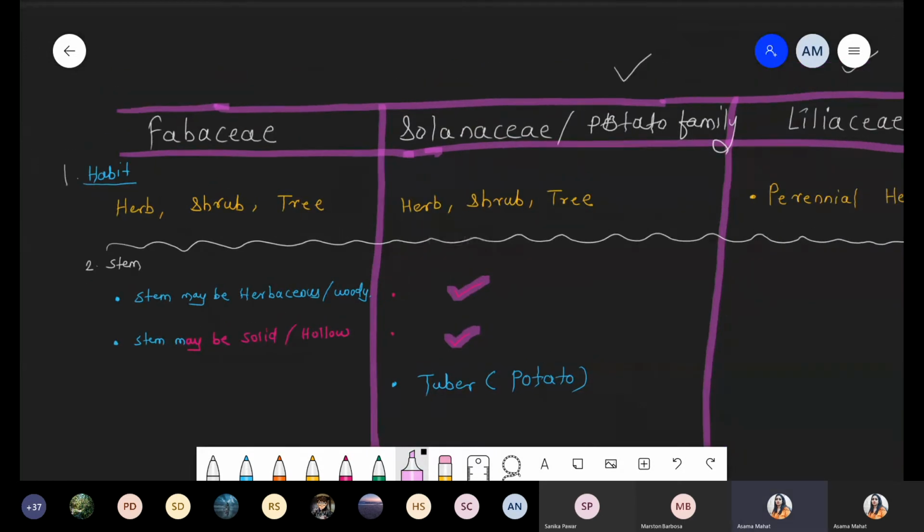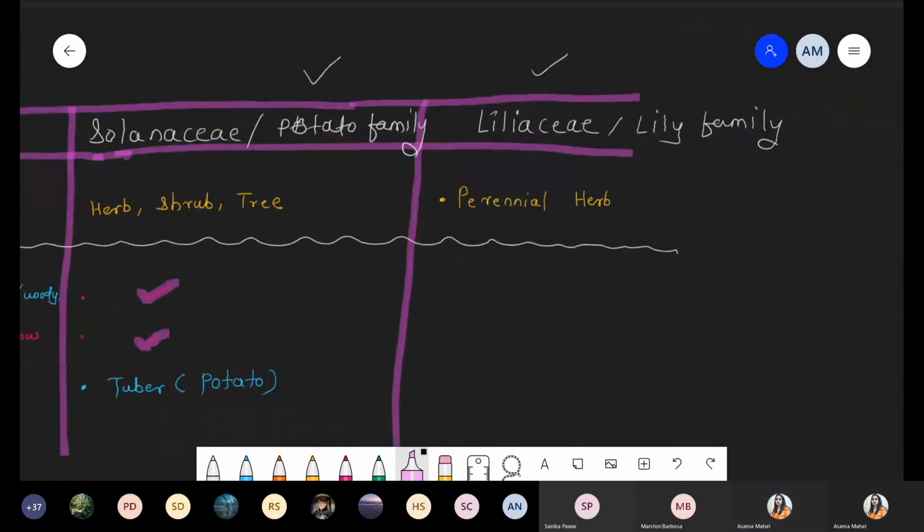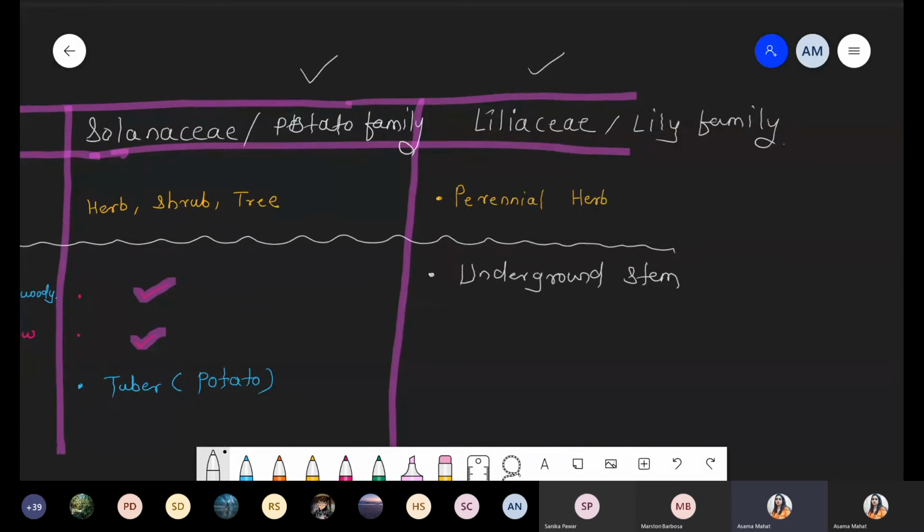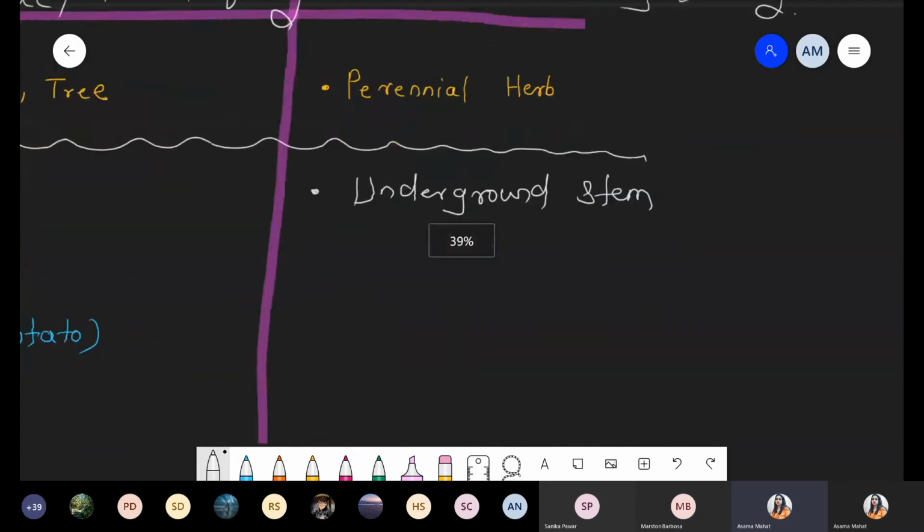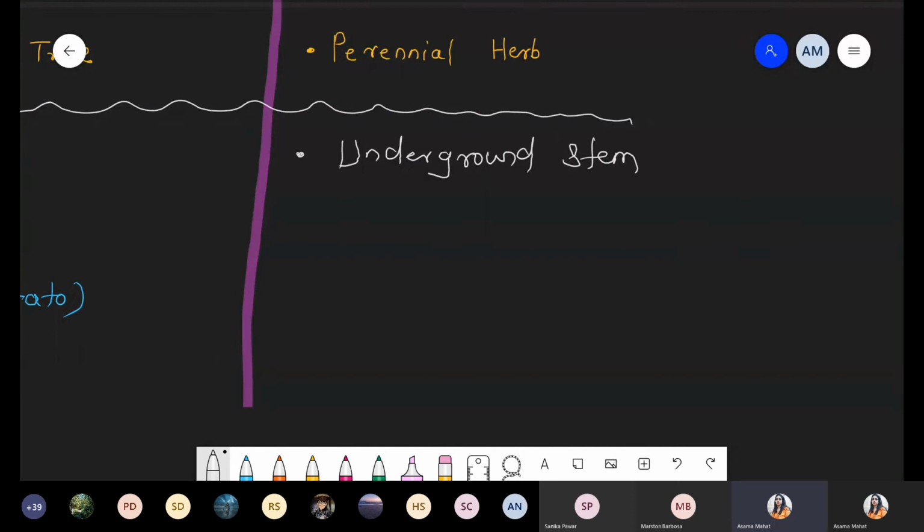Now, this point we compare with the Liliaceae family. Under the Liliaceae family, specifically, there is a presence of underground stem. Generally, when we talk about a plant stem, it is present above the soil area, but there is such a type of modification also present, which we call underground stem. Under this underground stem, we can say these are the categories.